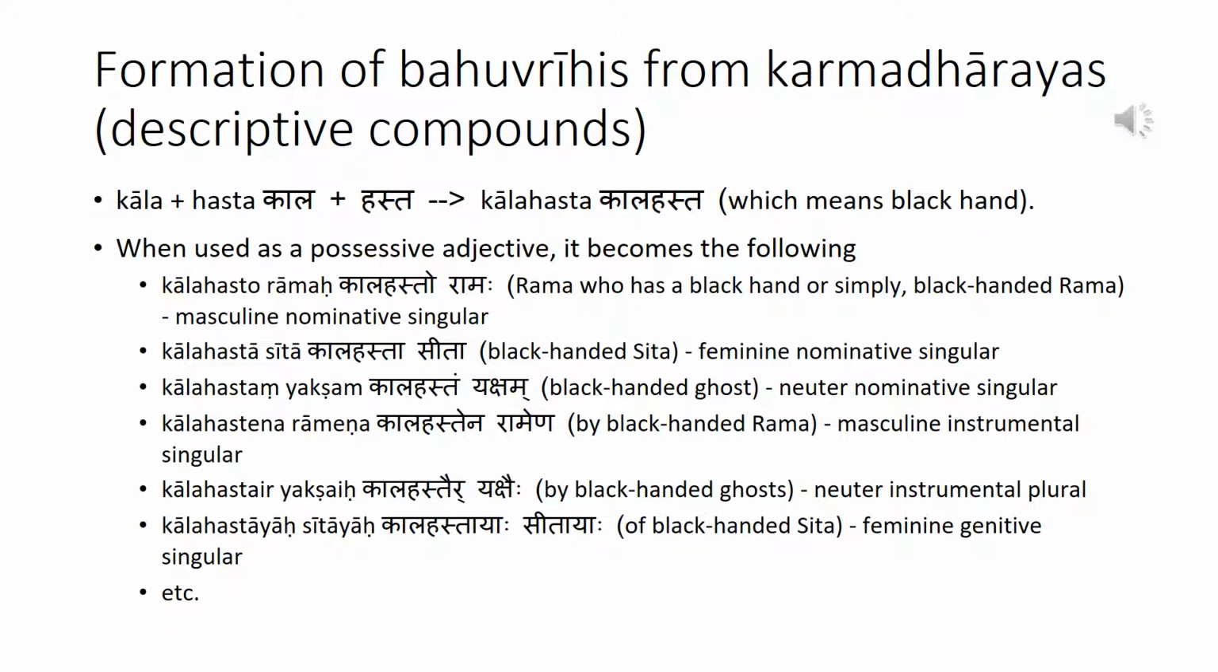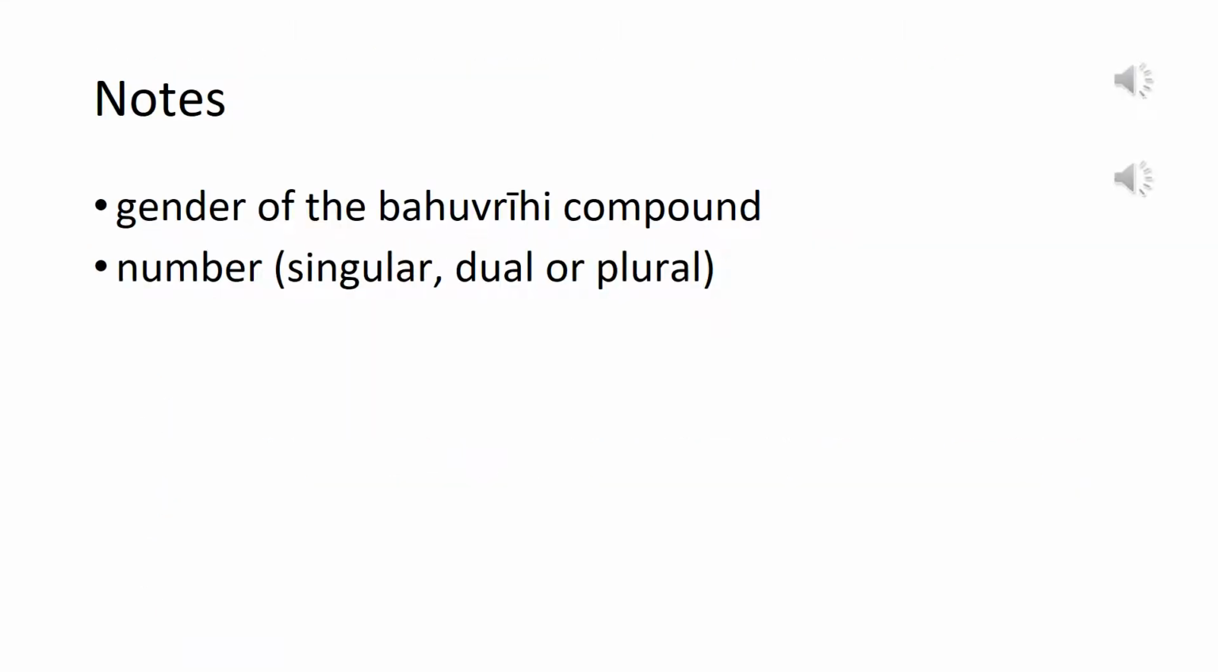Here we take the karmadhāraya kala hasta, which means black hand, and convert it into a bahuvrihi, which means black handed. The gender or number of the Bahuvrihi is in no way influenced by the gender or number of the elements within the compound. The number and gender is dependent only on the antecedent or the noun it qualifies.